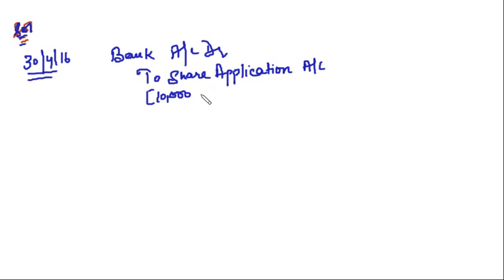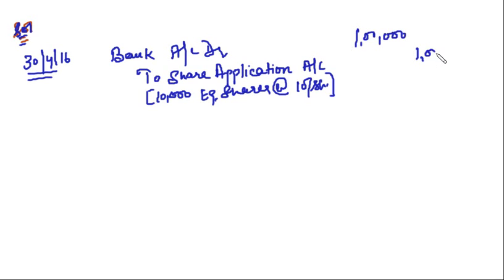What is the amount? 10,000 equity shares at the rate of 10 per share. Clear? So how much amount is there? 1 lakh. And it is clearly written that you have asked for the whole amount along with applications. That means you have asked for it in lump sum.